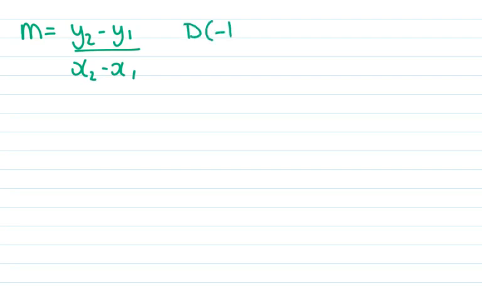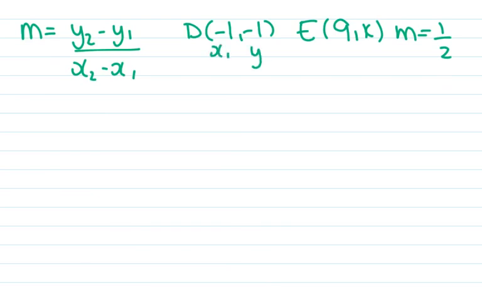The other way to figure it out is number 2 there in the box, which says substituting the points into the slope formula and solving for the unknown coordinate. My slope formula is m equals y2 minus y1 over x2 minus x1. My points were D (-1, -1), E (9, k), and slope, or m, was 1/2. I'm going to label these as x1, y1, x2, y2.